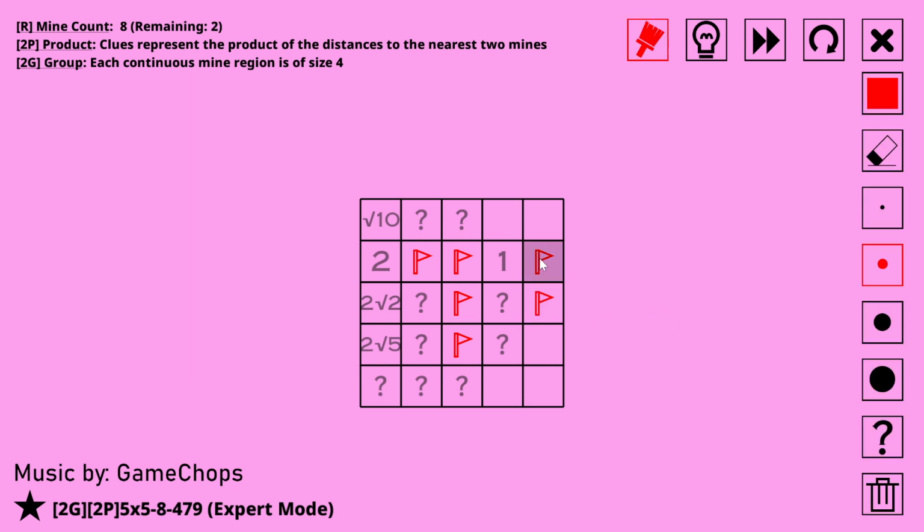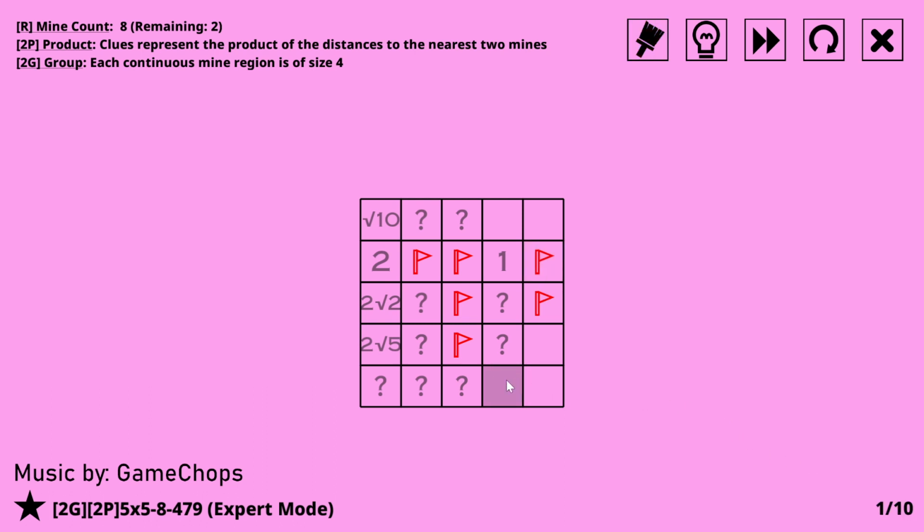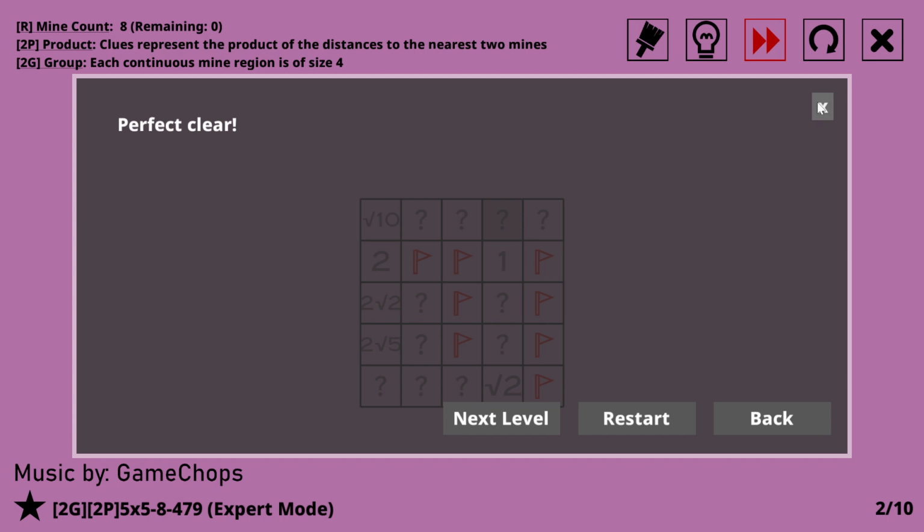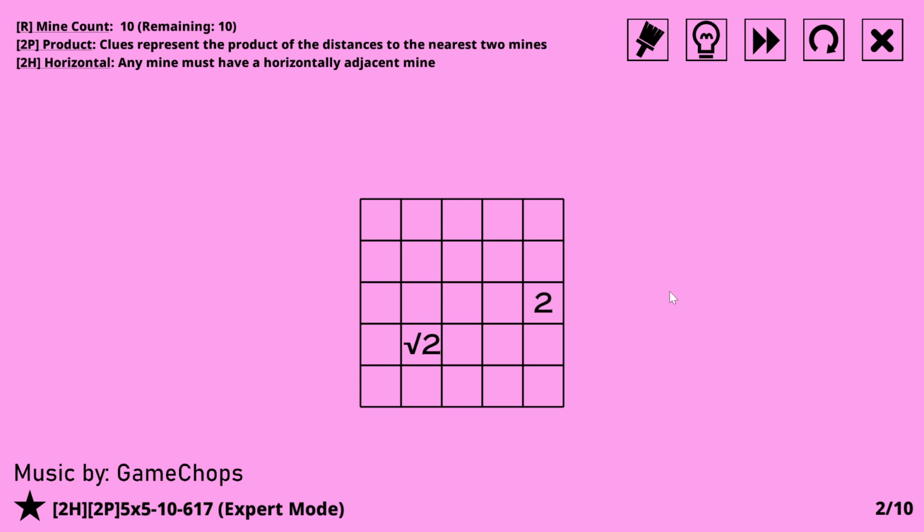Right, and because of the mine here, you cannot have a mine here because they cannot connect in 4 cells. So there can't be a mine there. Root 2 means it has to be 1 times root 2, so this is a mine. Now they must connect to make a group of 4, and there you go. Ooh, okay, this is fun. Let's do more. 2h with 2p.